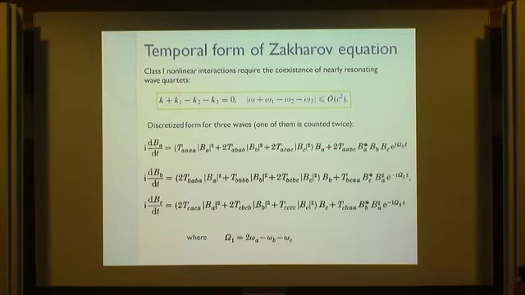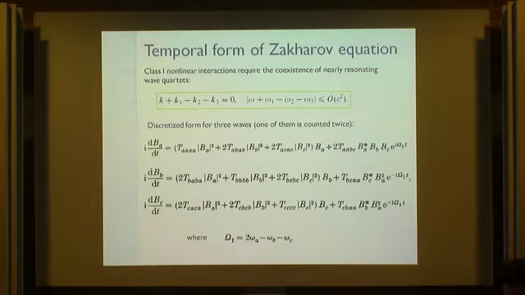Class 1 linear interactions require the coexistence of nearly resonating quartets. This means that we take four waves with wave numbers k, k1, k2, k3, and this condition should be fulfilled. And according to the nearly resonating wave condition, we also have a condition on the omegas, on the frequencies, which should be almost zero, but not exactly zero, just small enough. So that means that the frequencies of the waves should be close enough to interact.